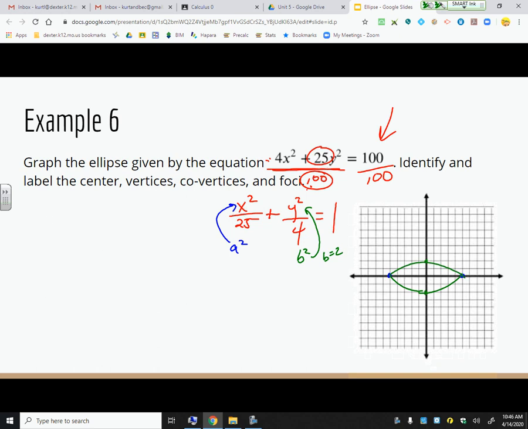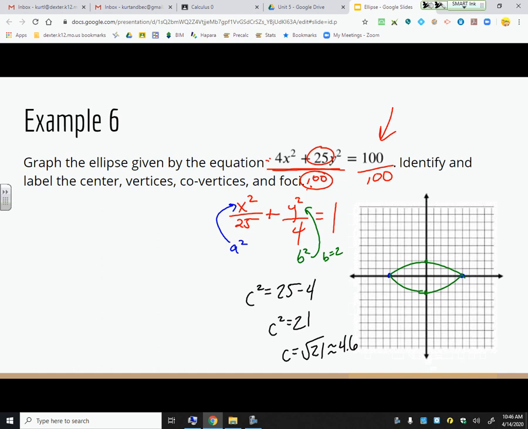The only thing I need now are my foci. Sorry. So c squared is simply going to be equal to a squared minus b squared. In this case, you unfortunately get c equals the square root of 21. That doesn't help me a lot. So as far as graphing goes, I'm going to actually take the square root of 21. We'll call it 4.6.